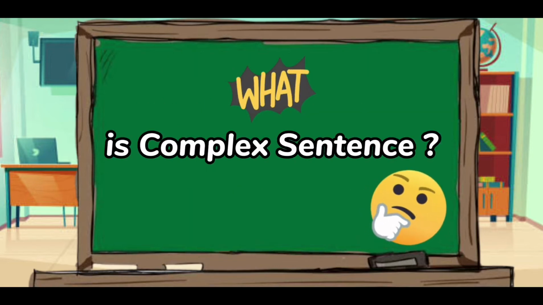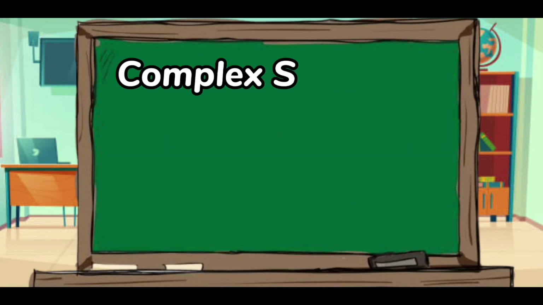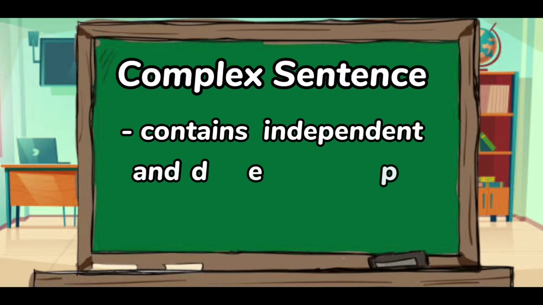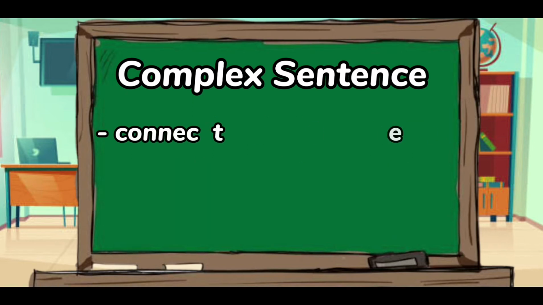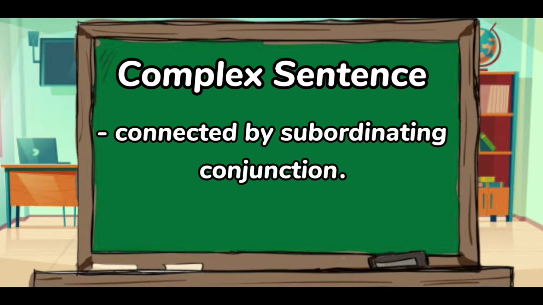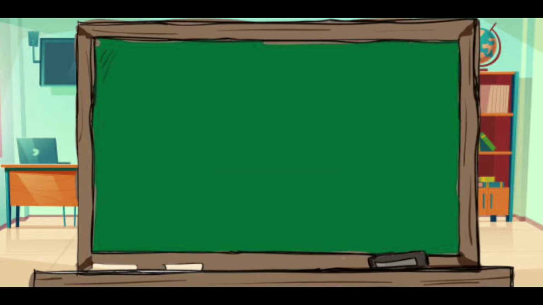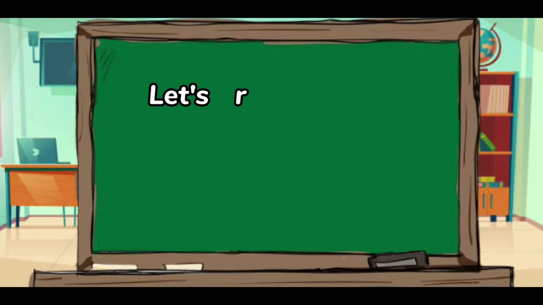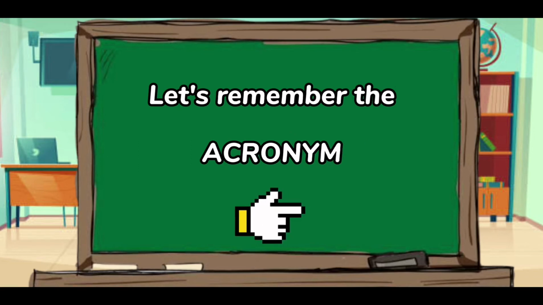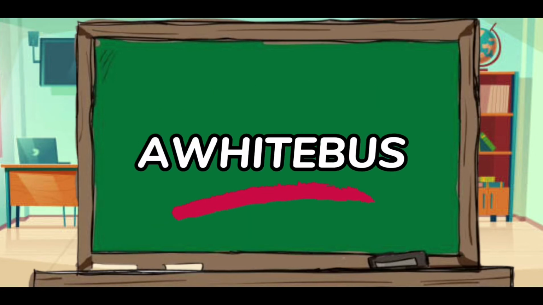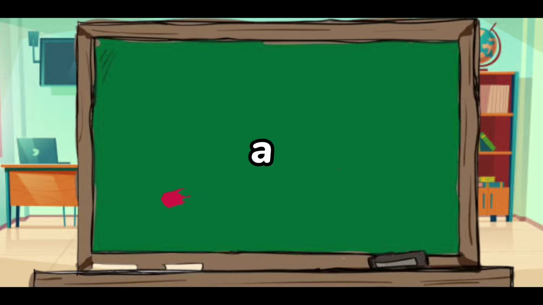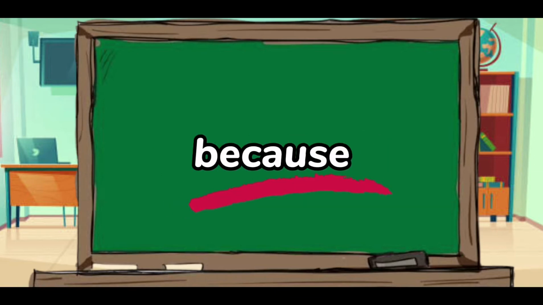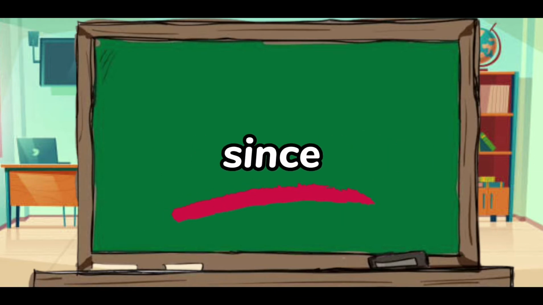From our example, let's define a complex sentence. A complex sentence contains an independent and a dependent clause. They are connected by a subordinating conjunction. I will put the link of my previous video about conjunctions. A subordinating conjunction is used to construct a complex sentence. Let's remember the acronym A White Bus. It means although, after, as, when, if, that, even though, because, until, unless, since.